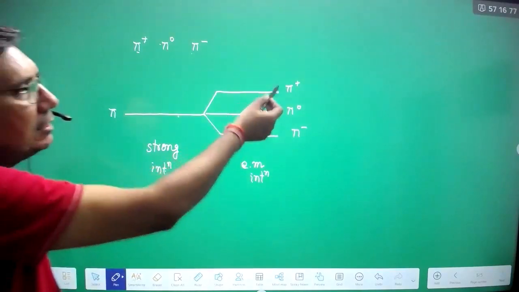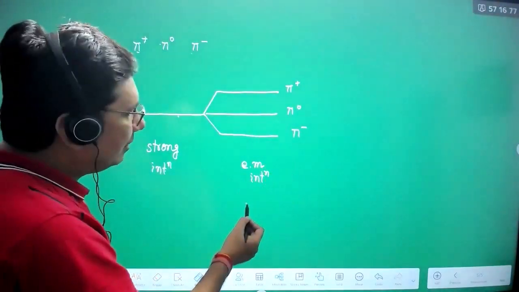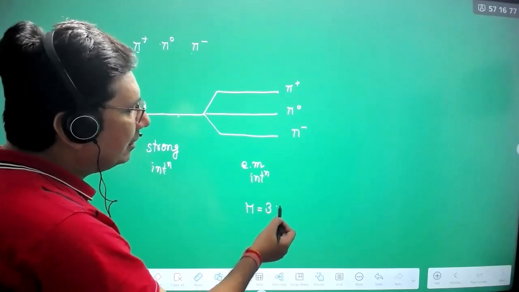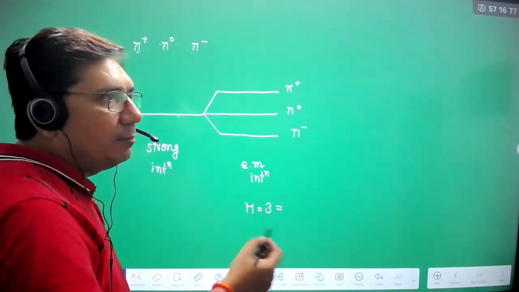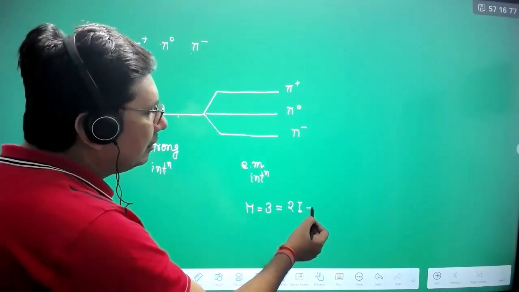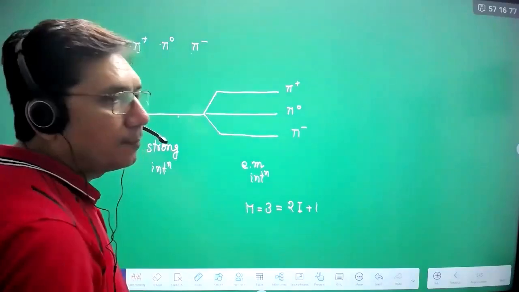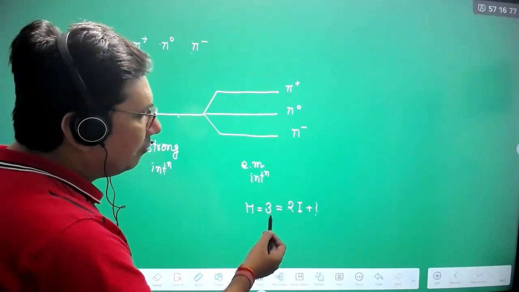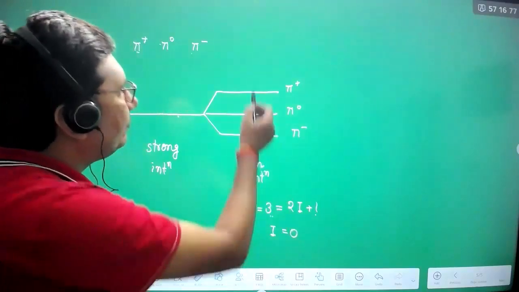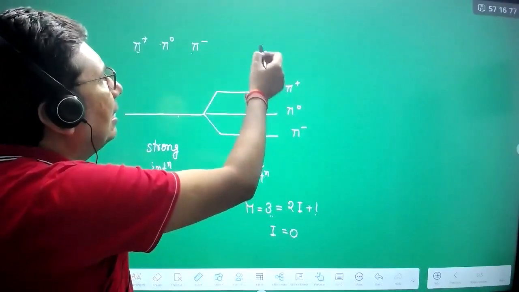Now, how many states are created? Three states. So it is a multiplet whose multiplicity is 3. Very similar to atomic physics, how do we define this multiplicity? It is 2I plus 1. So 1 will cancel out, it will be 2 by 2, that will be 1. So the I number, the isospin for these three states, will be 1.